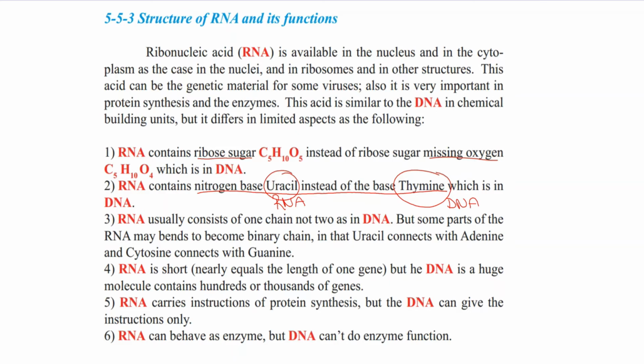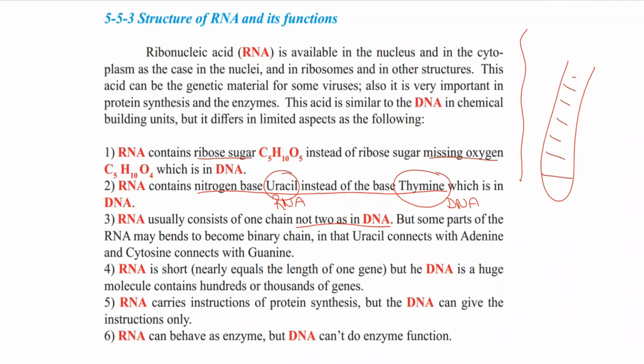RNA usually consists of one chain, not two as DNA. DNA consists of two chains of nucleic acid, which are complementary strands, but the RNA consists of only one. But in some parts the RNA may be bent to look like a double chain, although it is made up of one chain. If it is bent, these bends can connect by hydrogen bonds and look like two chains. In that case, uracil connects with adenine and cytosine connects with guanine.